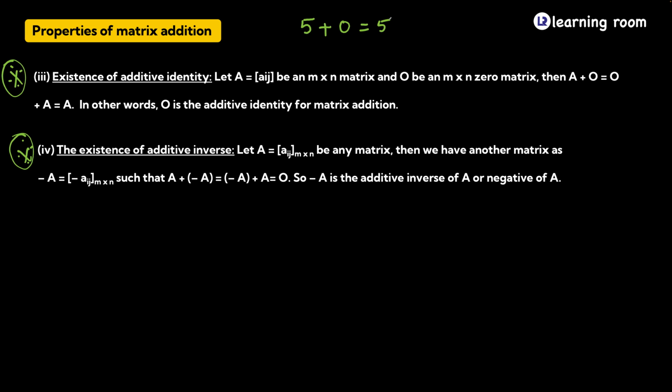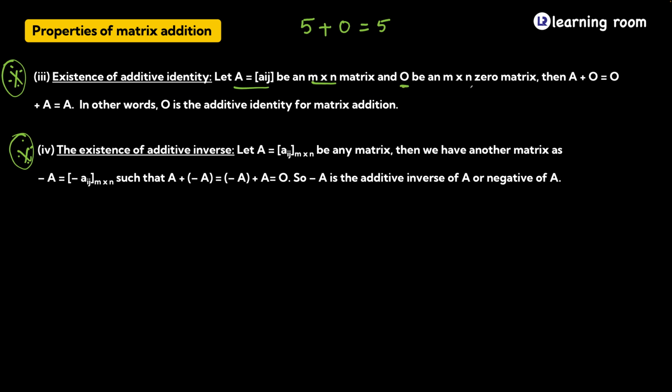Whereas since we are talking about matrices, what do you mean by existence of additive identity here? It should be a matrix. So what is the matrix that contains all zeros? It's a zero matrix or a null matrix, right? So let A is equal to Aij be a matrix of order M cross N. Then you will define a zero matrix of what order? Of the same order. You cannot write a zero matrix of some random order. You always need to write it of the same order.